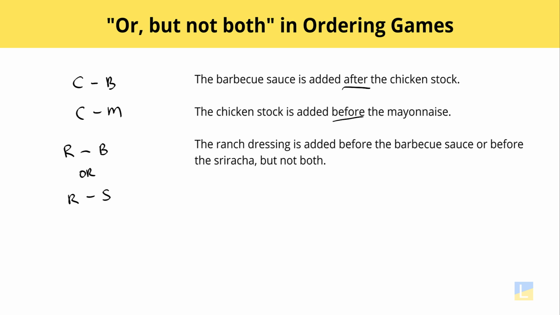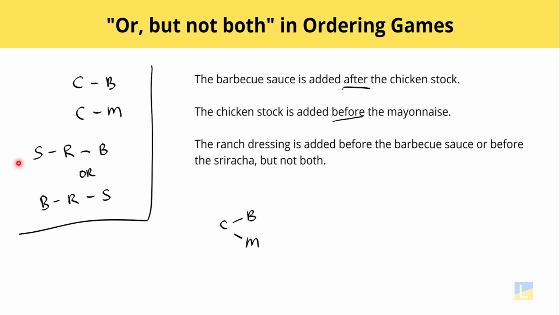And so if it's "but not both," that means S is going to come before R in the first situation, and B is going to come before R in the second situation. So let me start by connecting the first two rules here. The C is going to come before the B and the M like this.